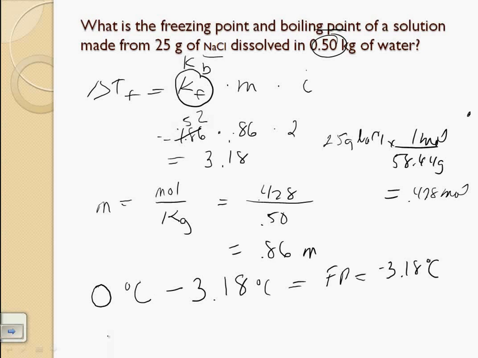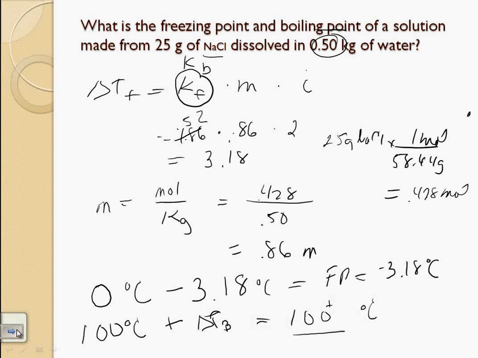And when I get my answer, I'm going to say normal boiling point is 100 degrees C. I'm going to add whatever change in temperature at boiling I get to that, to end up with something over 100, plus whatever that is, degrees C. Okay, I'll let you figure that out.